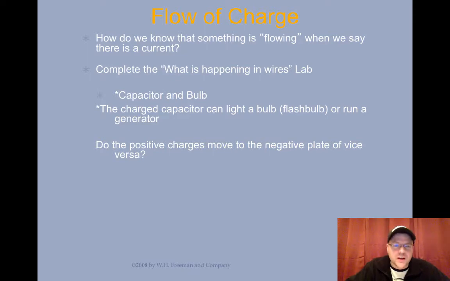We charge up capacitors and discharge capacitors. We connected those capacitors to light bulbs and we watched them discharge. And we want to know, how do we know if things are actually flowing? What causes charges to actually move in the wire? To talk about what is happening in wires, let's look at some of the highlights from that lab.